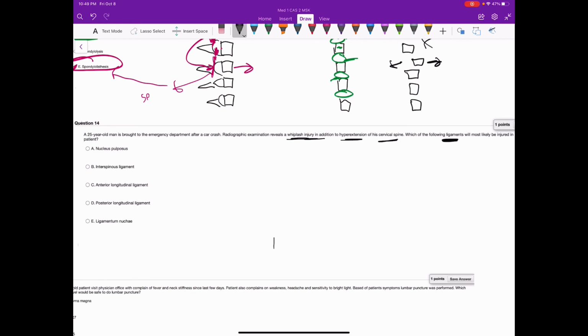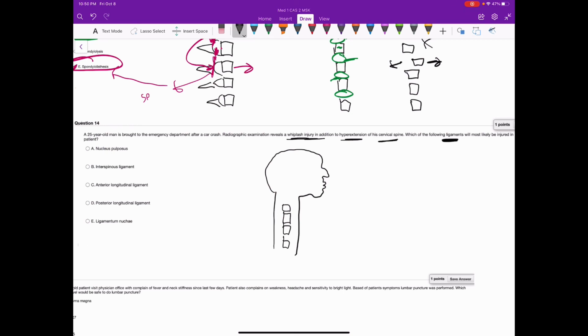So I'm going to try to draw a head. That's a really bad nose. The lips, chin, right? It's an ugly face. And this is the spinal cord, right, coming down.